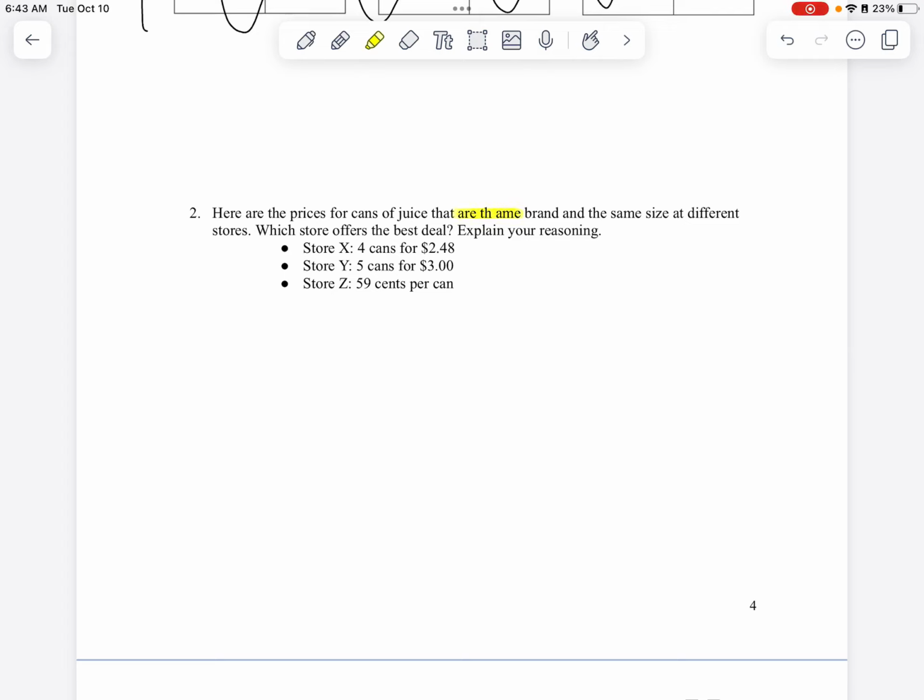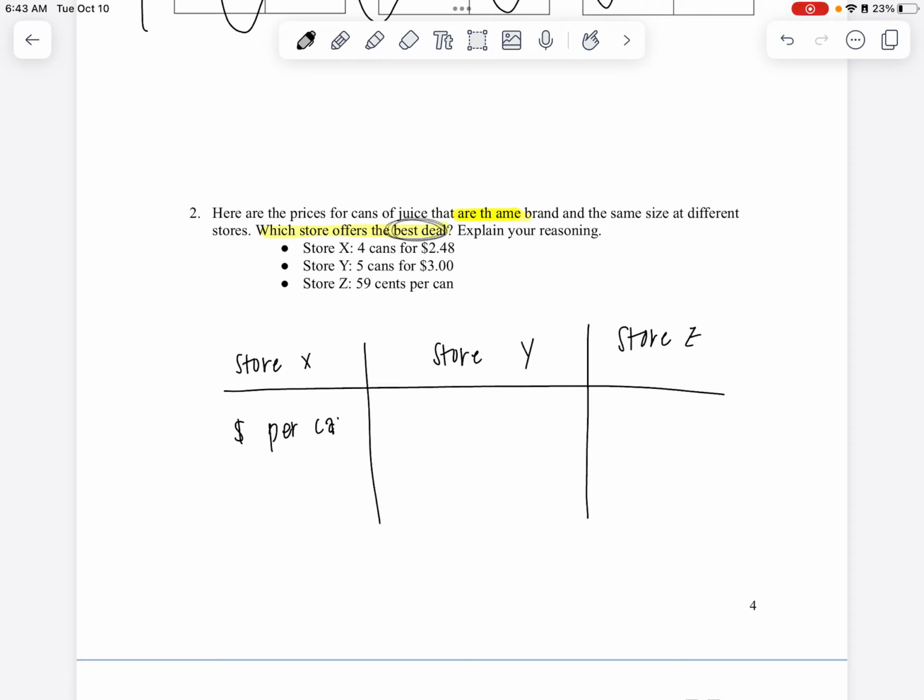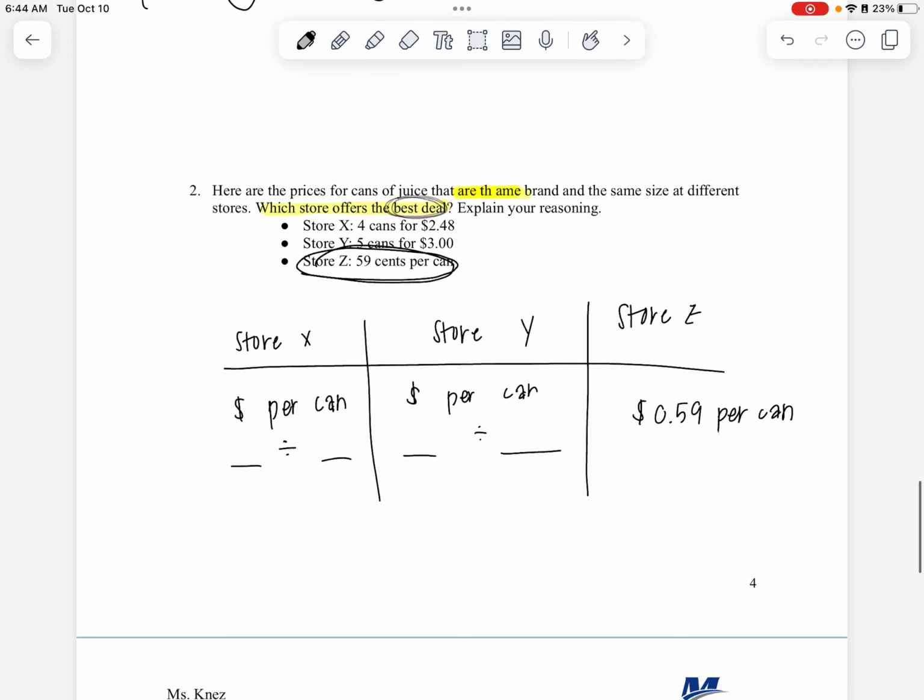And so for all of the stores, store X, store Y, and store Z, you'll want to find the unit price or the price per can. And you can do that with a division sentence, just like we modeled in Monday night's homework. Be careful about store Z, though. They gave you the unit price, so you can simply list it, 59 cents per can. Once you complete these calculations, you'll be able to see which option is the cheapest per can.